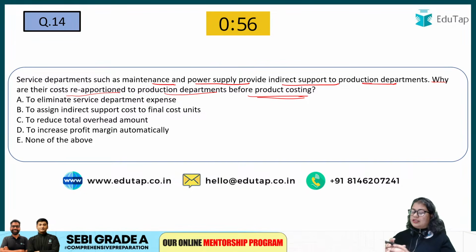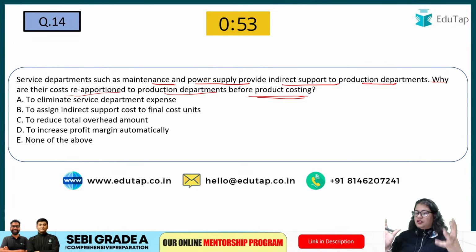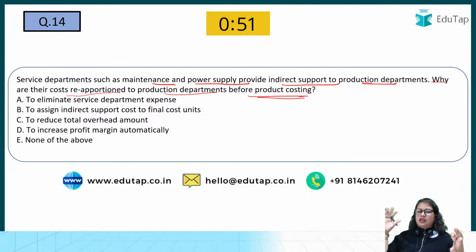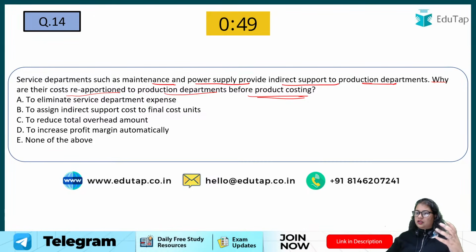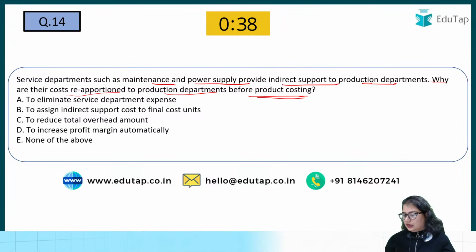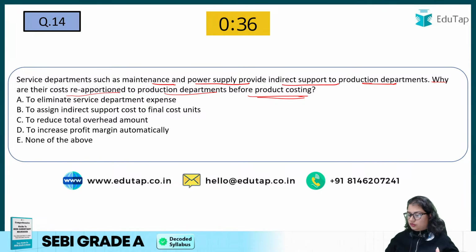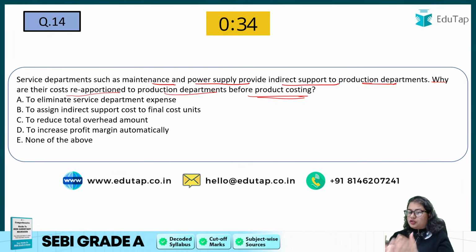right? For example, if you go to a fancy restaurant, there are lights, there is so much maintenance work, there are waiters. Basically they are not making the food, and they have no hand in that product, but they are indirect support to the production of that food.